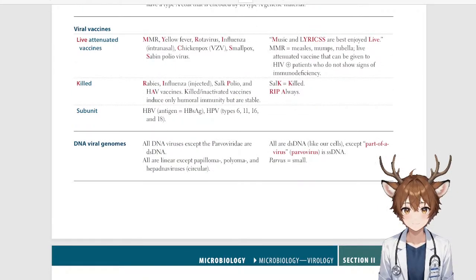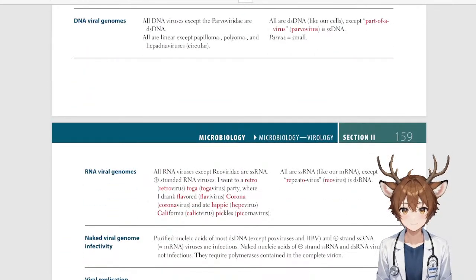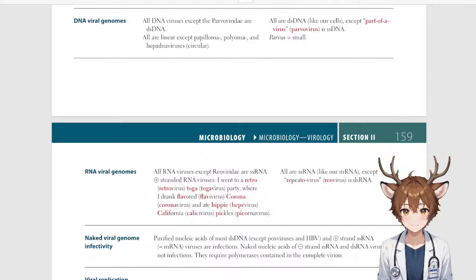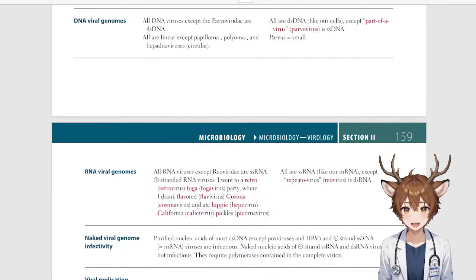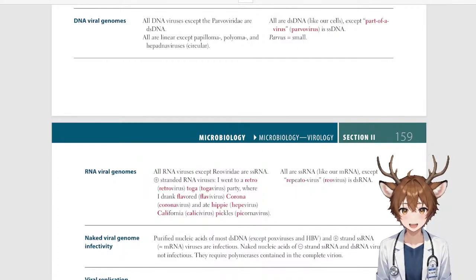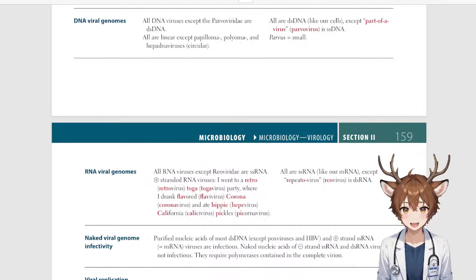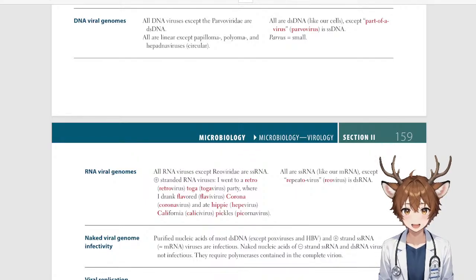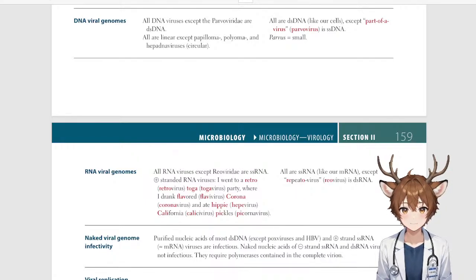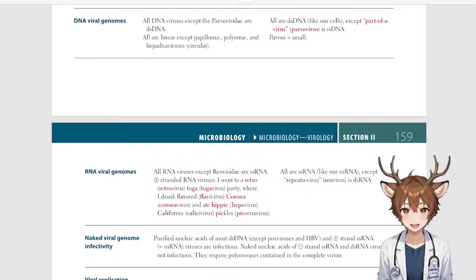DNA viruses all have double-stranded DNA genomes like our cells, except Parvoviridae, which has single-stranded DNA. All are linear except papilloma, polyoma, and hepadnaviruses, which are circular. The mnemonic would be "part of a virus."